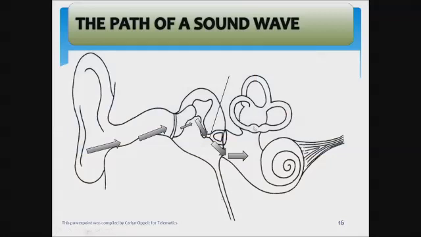And the main thing that you need to remember is, if you look at the inner ear, it consists of 2 parts. It has here the cochlea, and it has the vestibular apparatus, which consists of your 3 semicircular canals and your vestibular body that contains your saccule and your utricle.